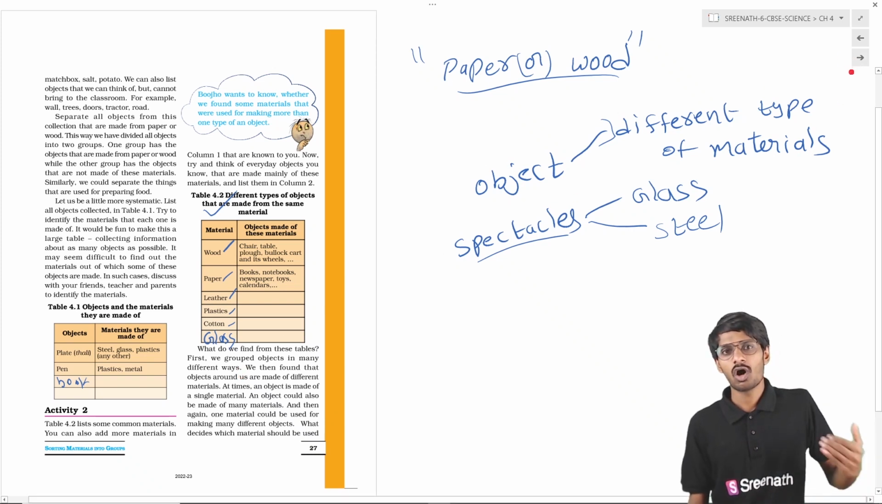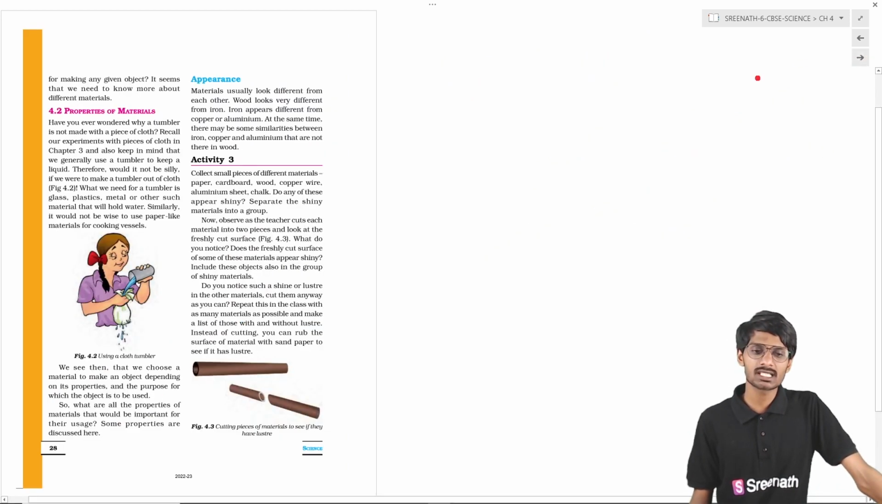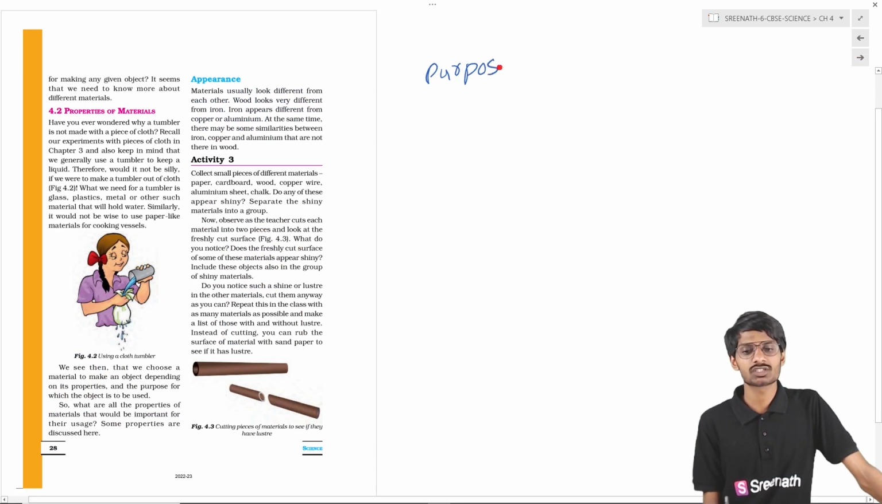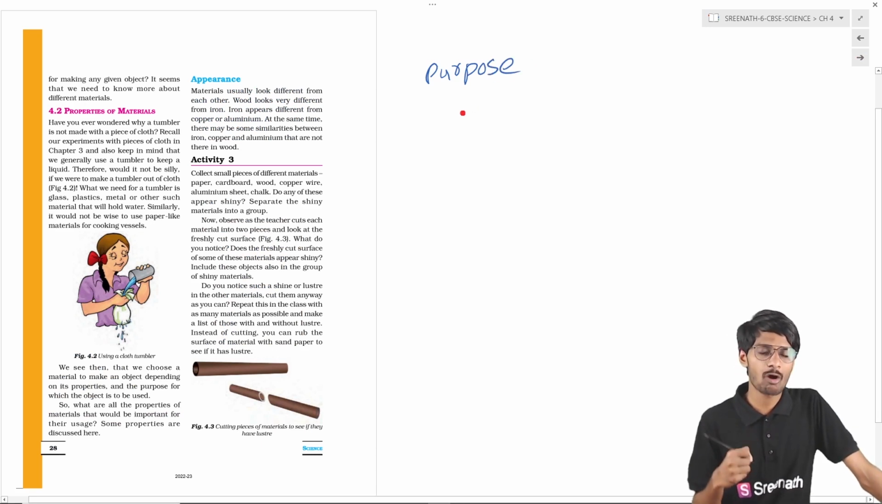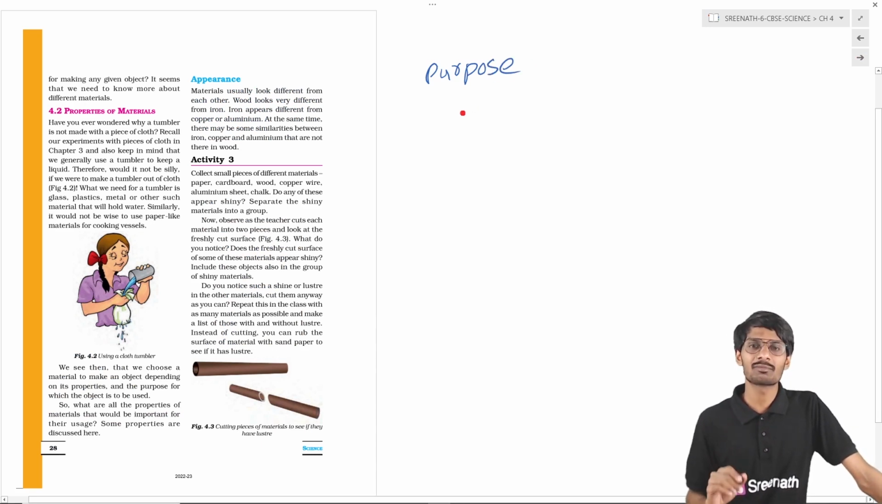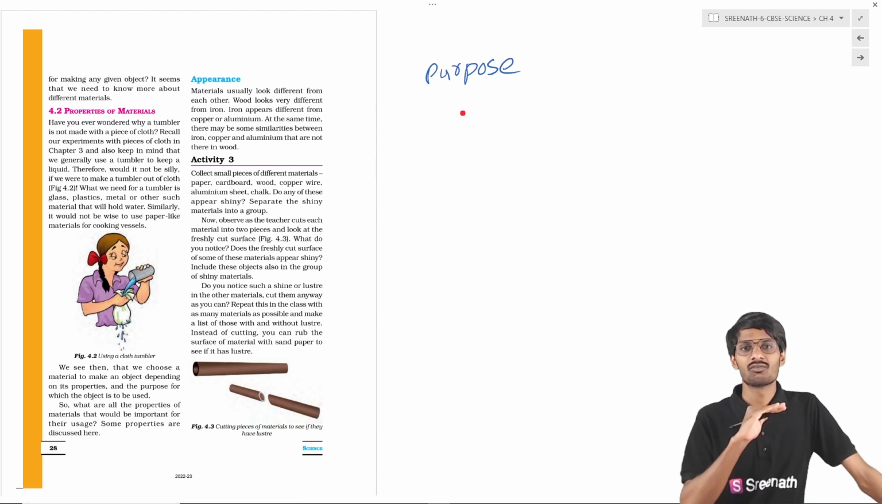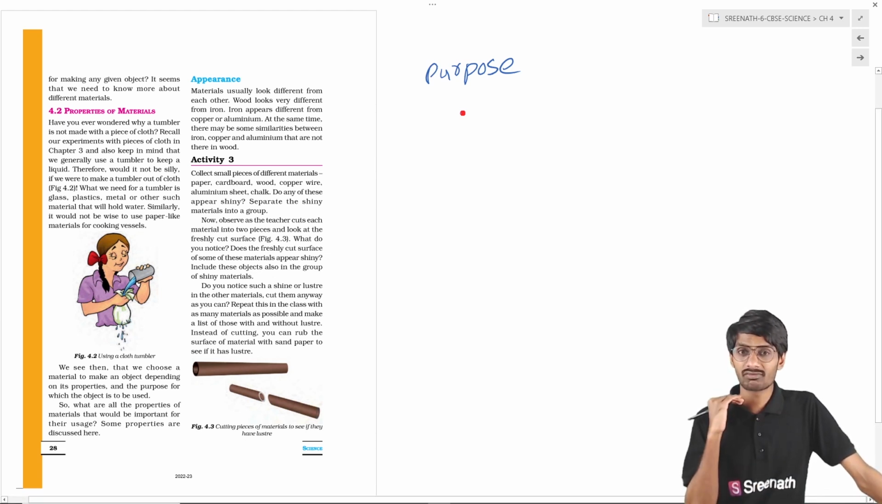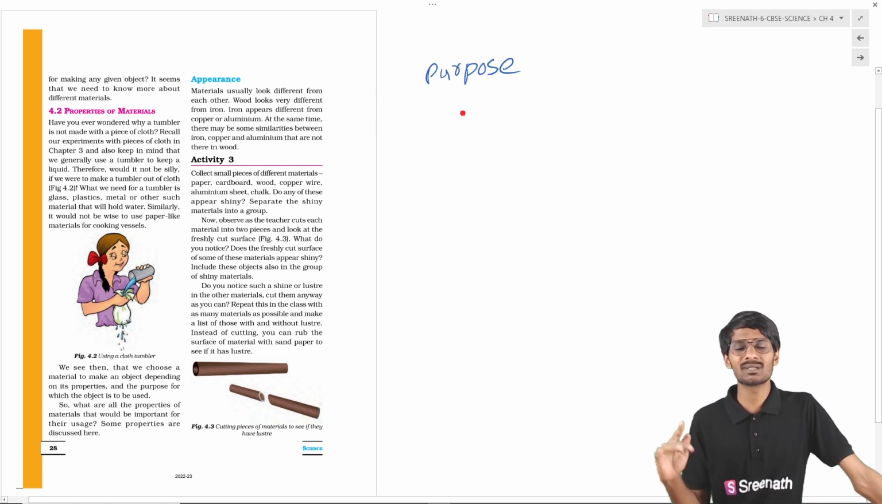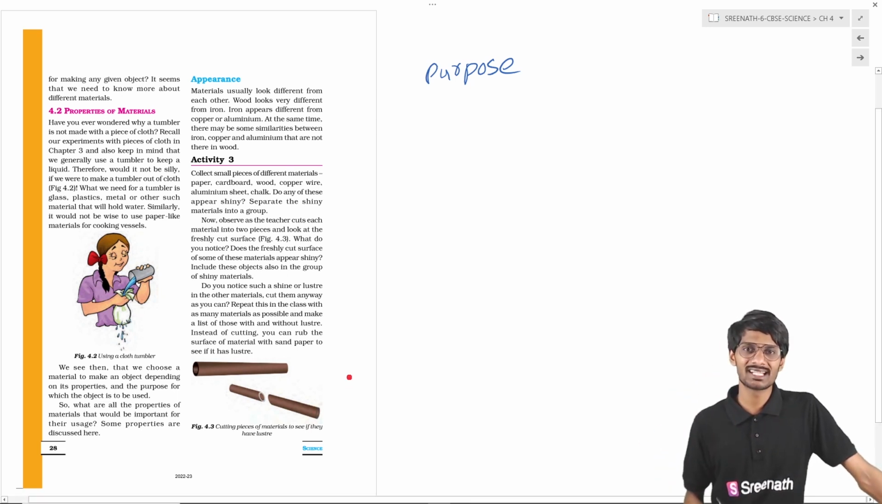And how do you know which material is used? Basically, depending upon the purpose of the object, we can decide which material you have to use. So that is all about the first concept, friends. What are the different objects and what are the different materials around us? So we have completed the first topic, students.